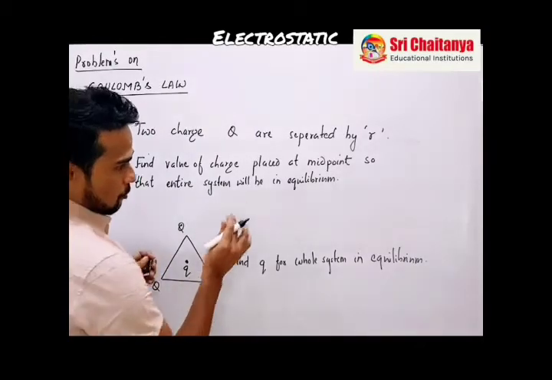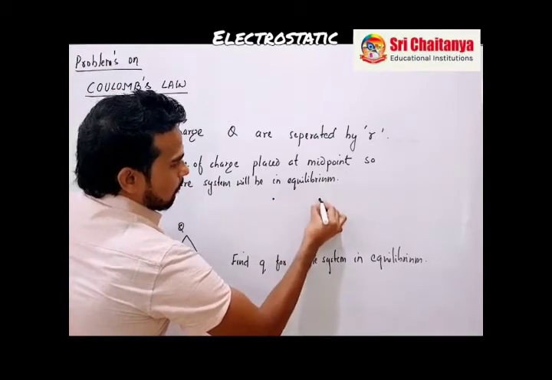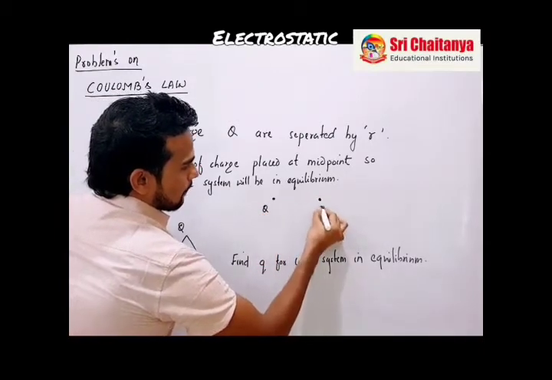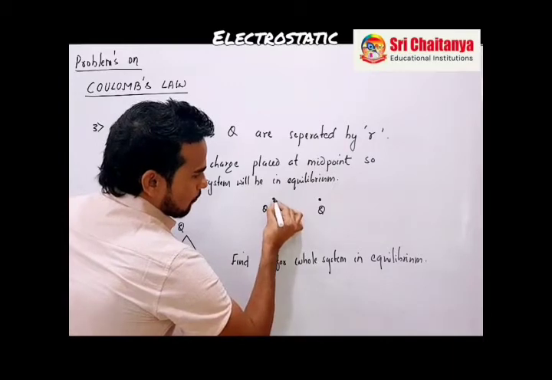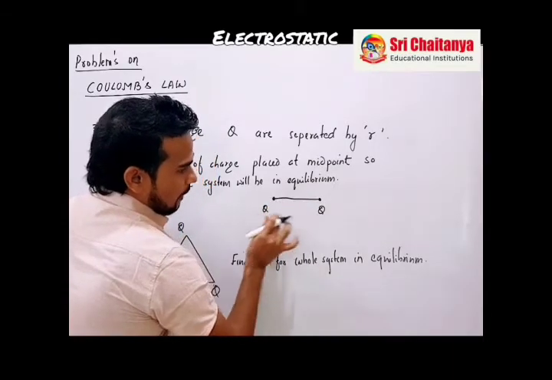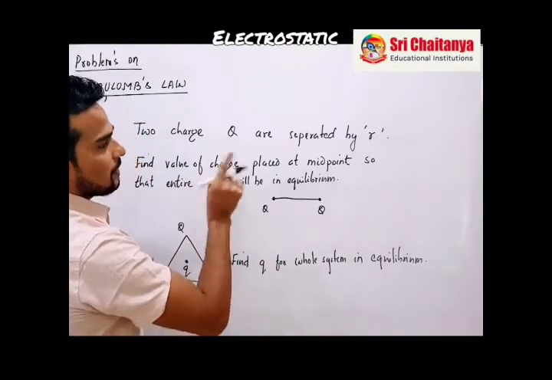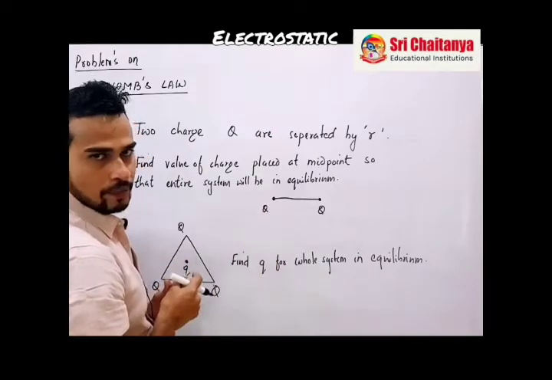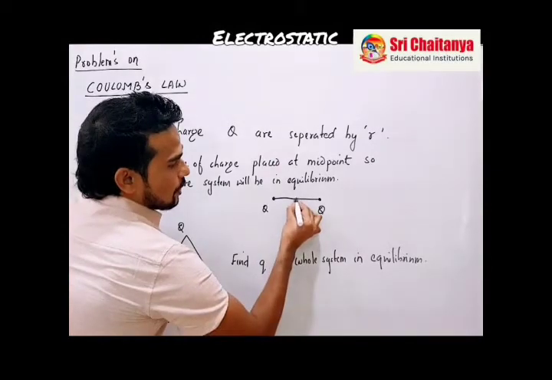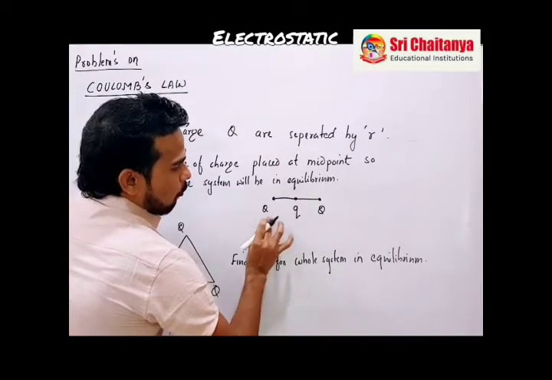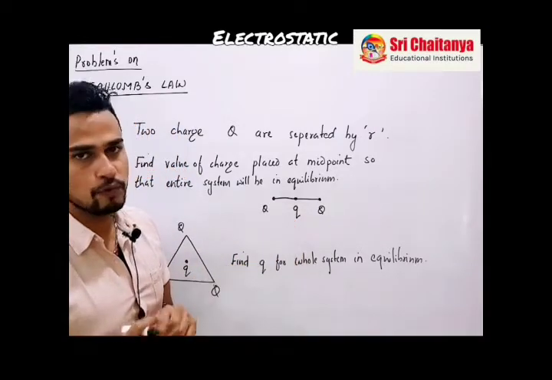So actually what is happening in this question, understand the solution. Two charges are there, both charges are Q, Q, and they are separated by some distance r. Right now both will have repulsive force, so they will not be in equilibrium. That's why they are asking what should be the value of charge that will be placed at midpoint so that the entire system will be in equilibrium. So for example, if you put some charge here, now the whole of your system has to be in equilibrium. So we have to calculate the value of this charge q.